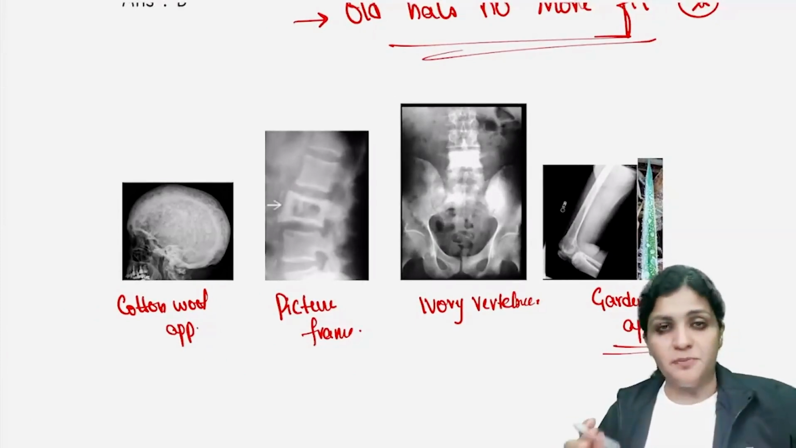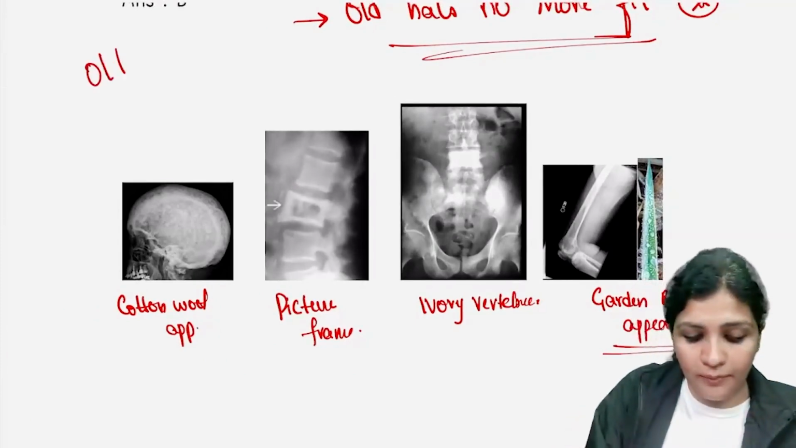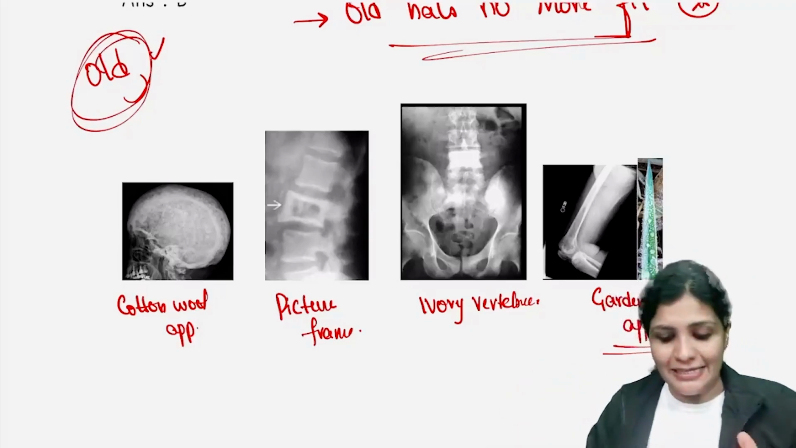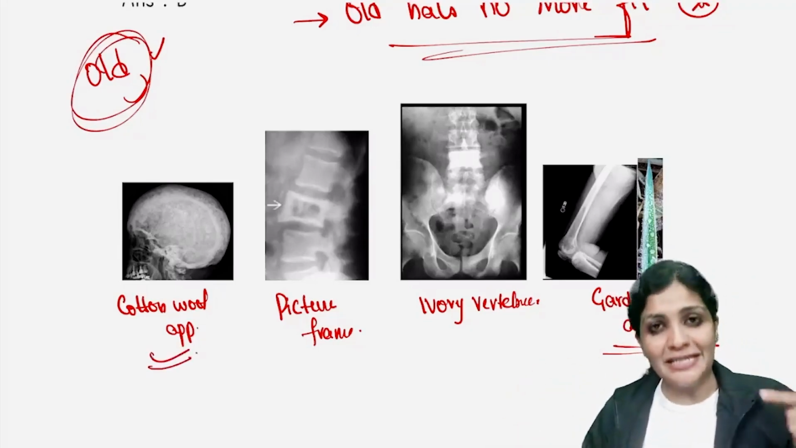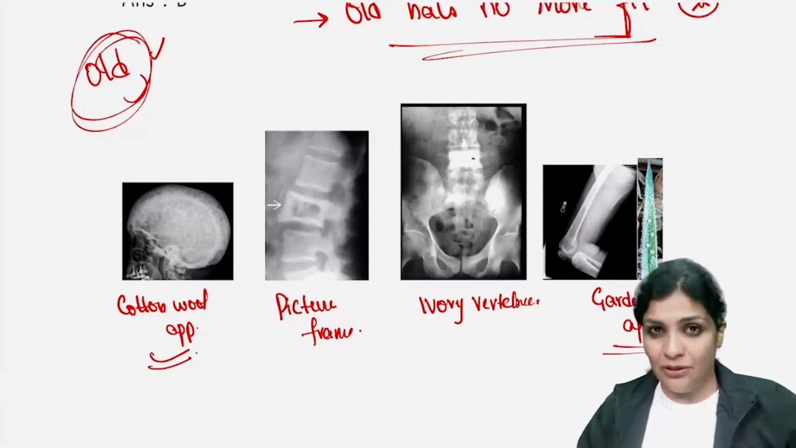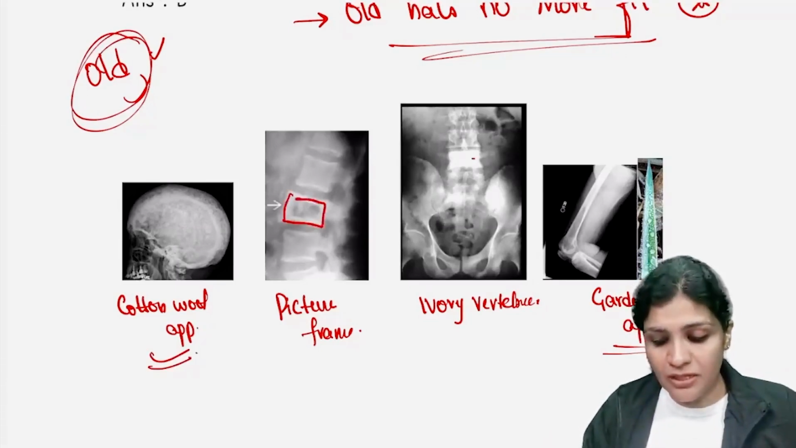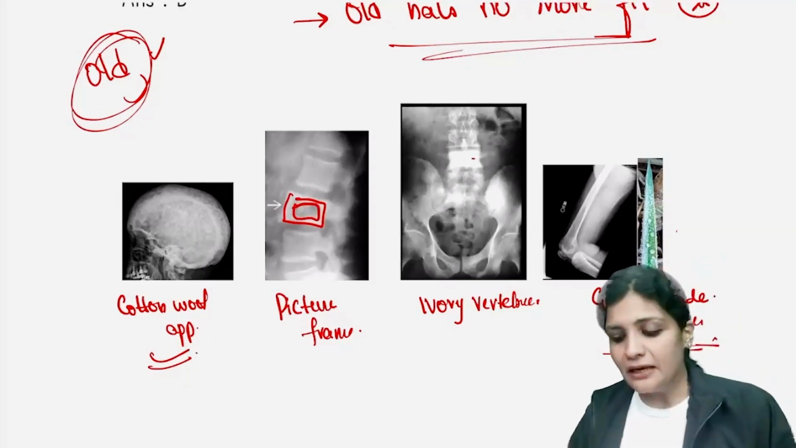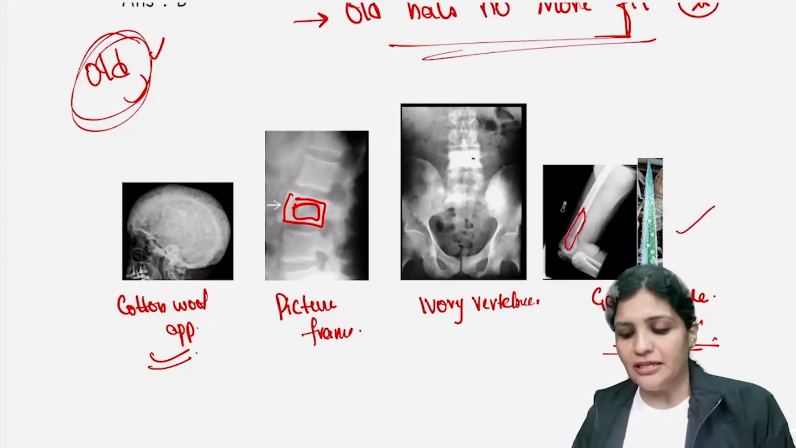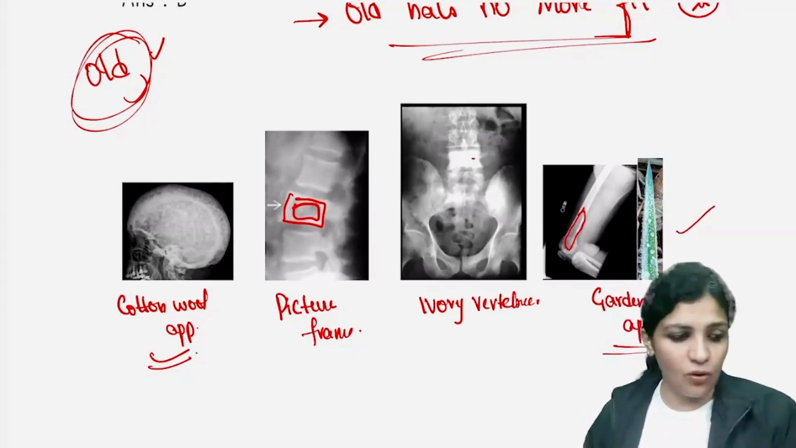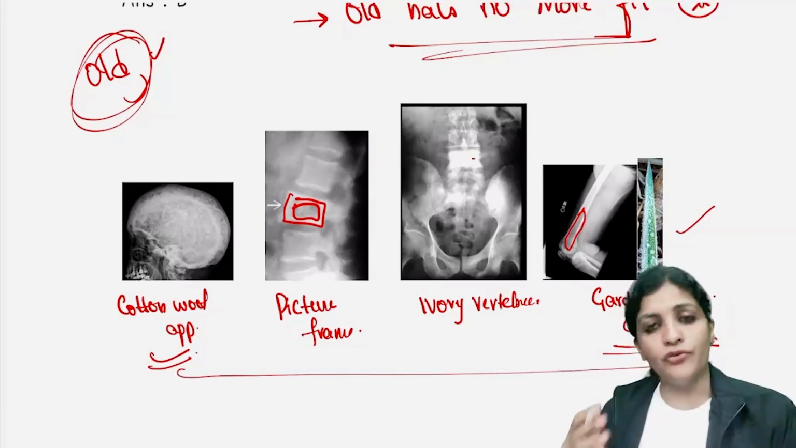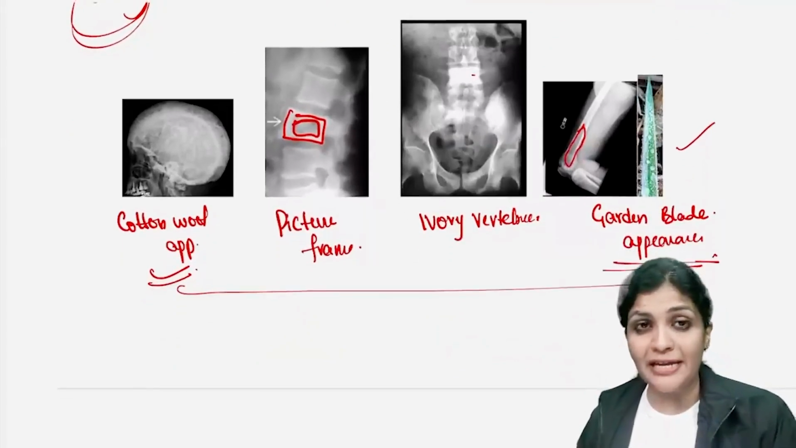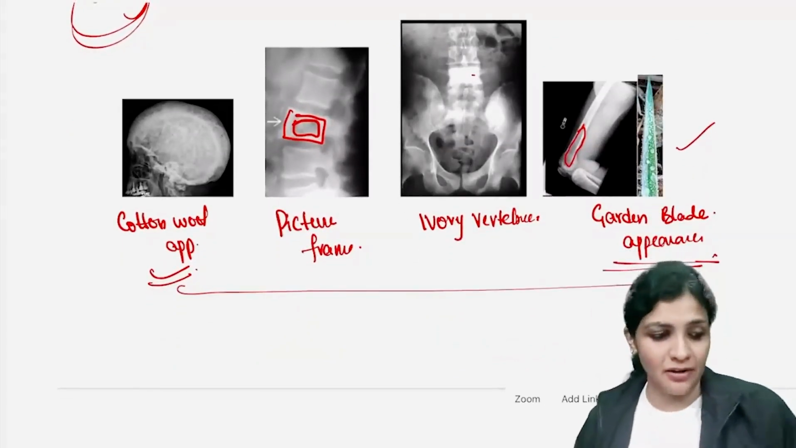So cotton wool appearance, Paget's disease, please remember, in old individuals. There are two phases, sclerosis and lysis. This is the sclerosis: cotton wool appearance, hearing loss is sclerosis, and ivory vertebra is sclerosis. The picture frame is also sclerosis on the outside, and inside it is lysis. So that is the picture frame vertebra. And this is the garden blade, again a lytic lesion. So these are all the features of your Paget's disease. Please remember, it is asked in the exam. Ivory vertebra is asked, cotton wool appearance is also asked. Right? Clear?